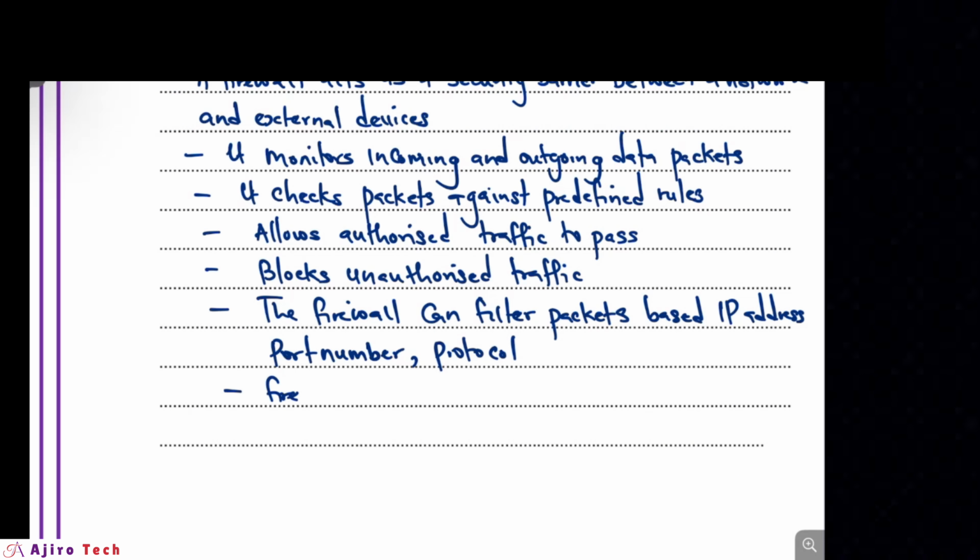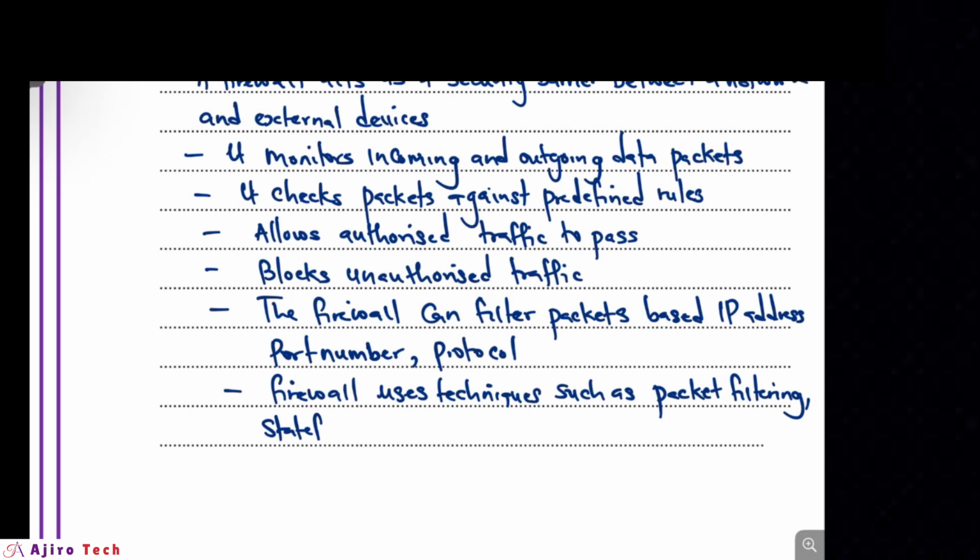Firewall uses techniques such as packet filtering, stateful inspection, and it can also use proxy services to ensure that if the person is using a proxy, that would not be allowed to work as well.